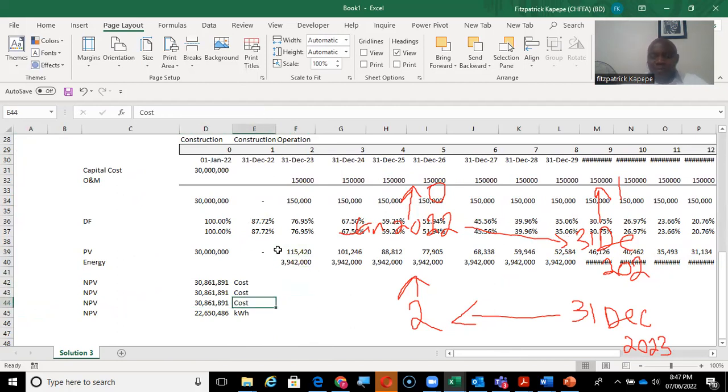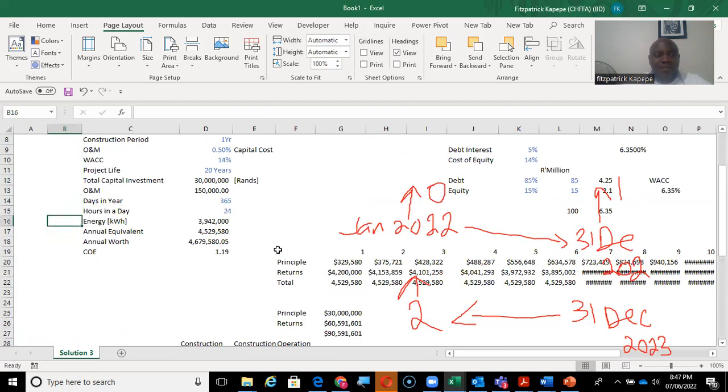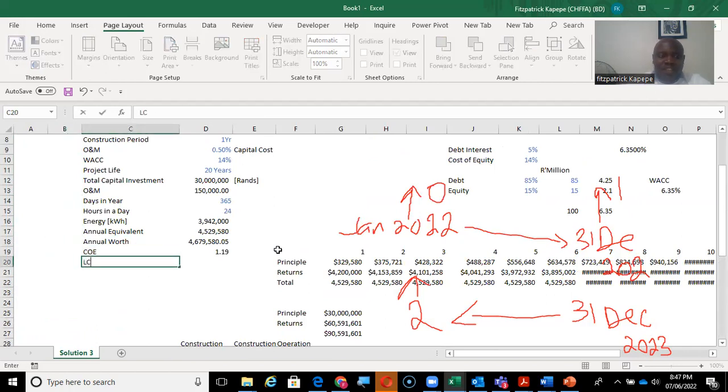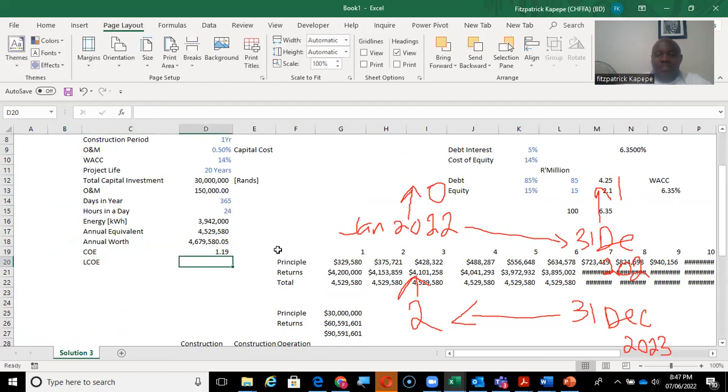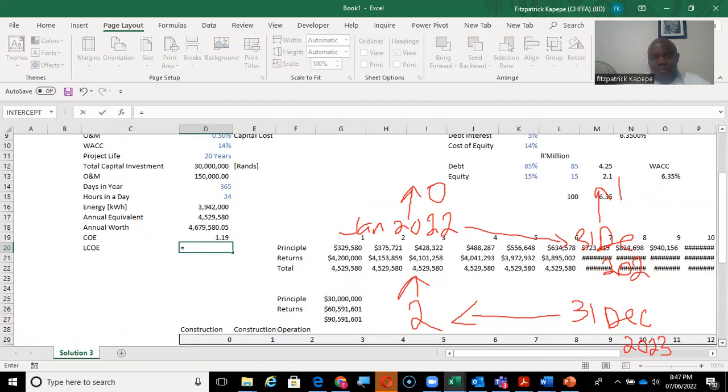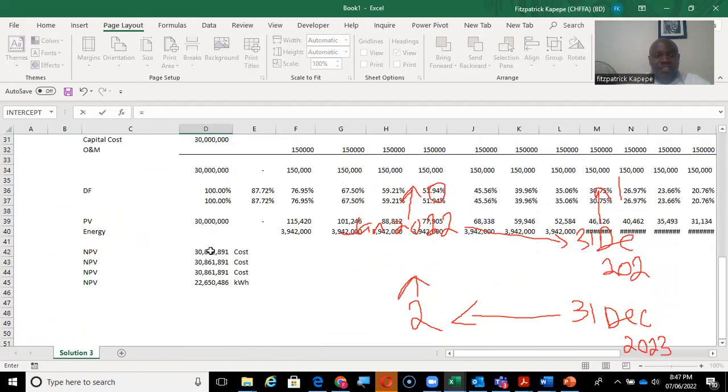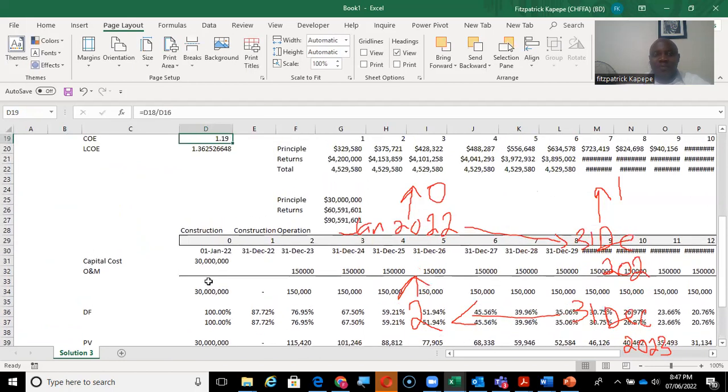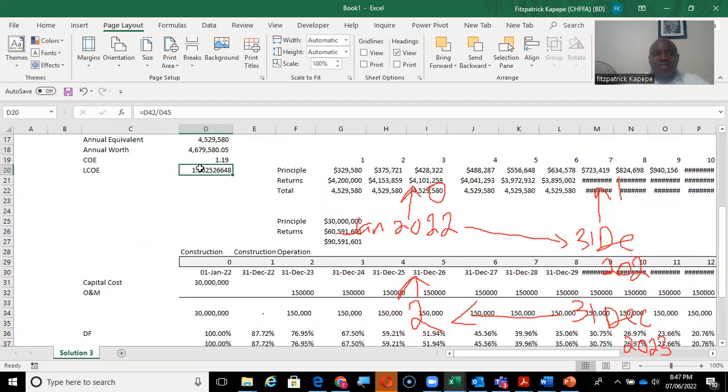Okay. Now finally, on this part, we can then get our LCOE, which will be equals your cost, which is this 30.8 million divided by your kilowatt hours, which is that. Giving you 1.36. Now send the workbook. Any questions?